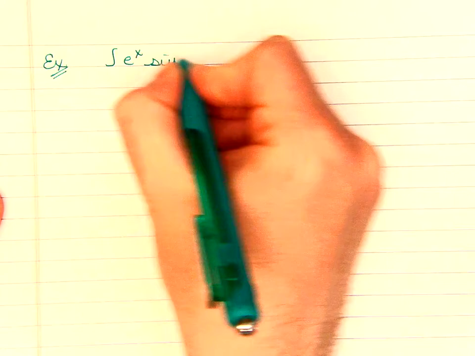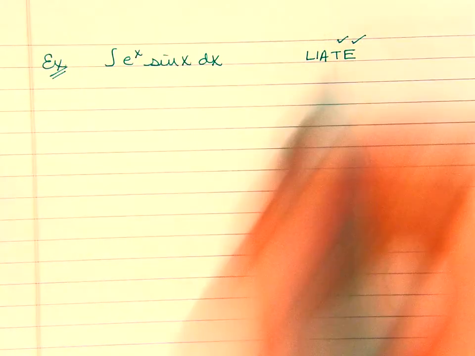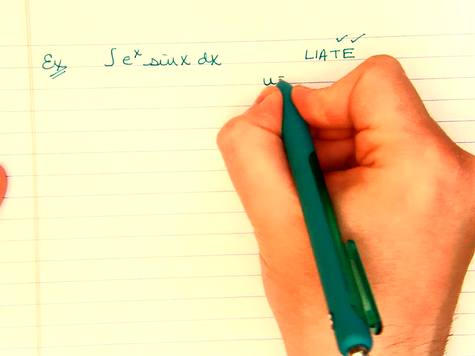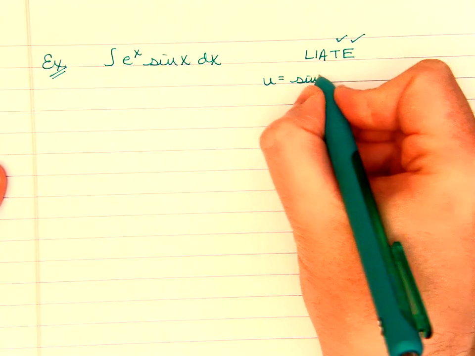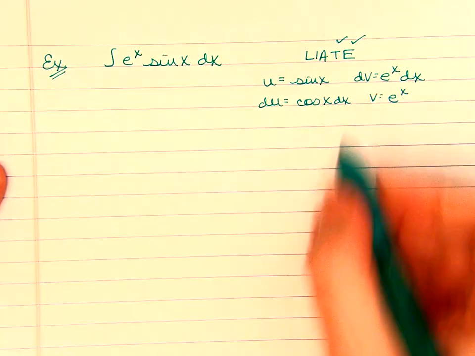So, L-I-A-T-E, I have something trig, and I have something exponential. Okay, so my u is going to equal the sine of x, dv then is e to the x dx, du, the derivative of the sine of x, is cosine x dx. The integral of e to the x dx is just e to the x.